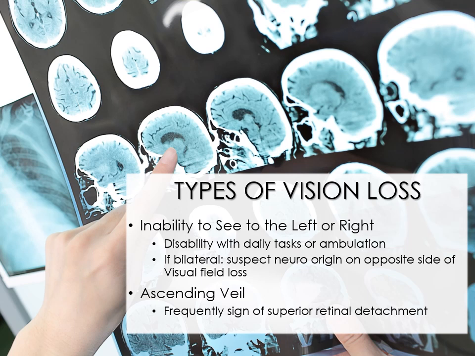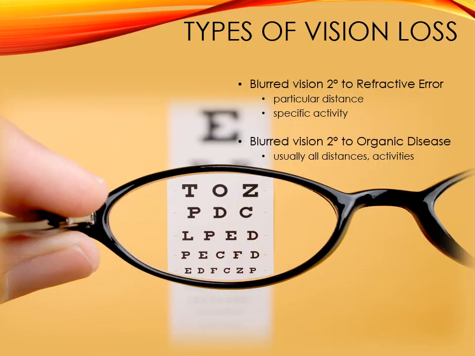Patients who have superior retinal detachments will frequently state that they see an ascending veil or a dark shadow arising inferiorly in their visual field. When patients complain of blurry vision, always ask, is it at a particular distance or with a specific activity? This is because blurred vision due to uncorrected refractive error will typically occur at a particular distance with a specific activity. Blurry vision due to organic disease will usually occur at all distances with all activities.